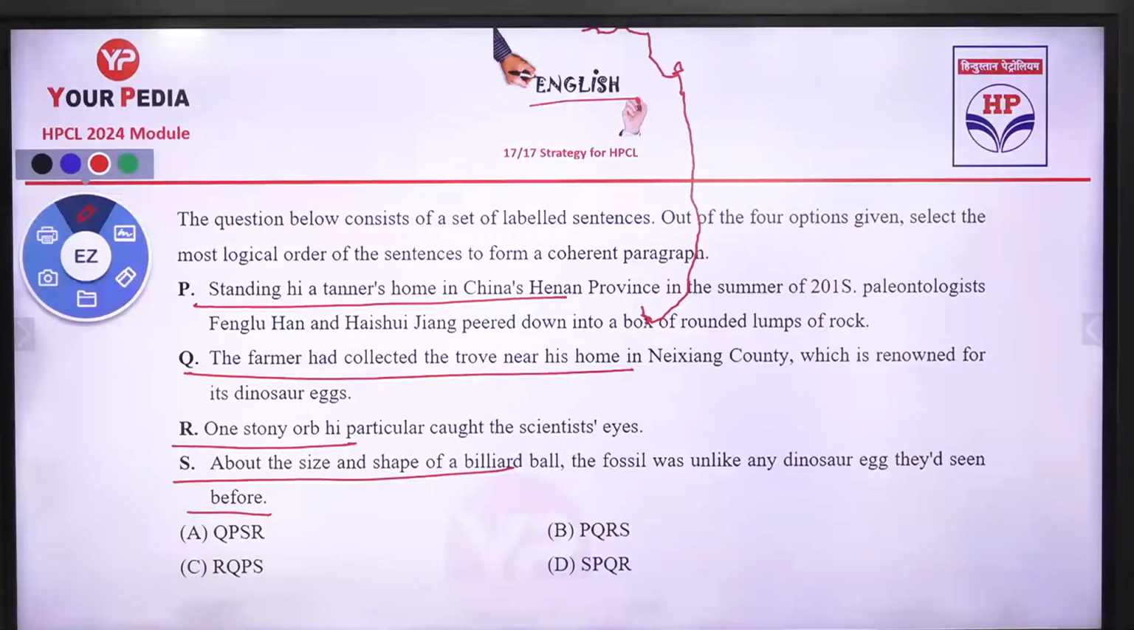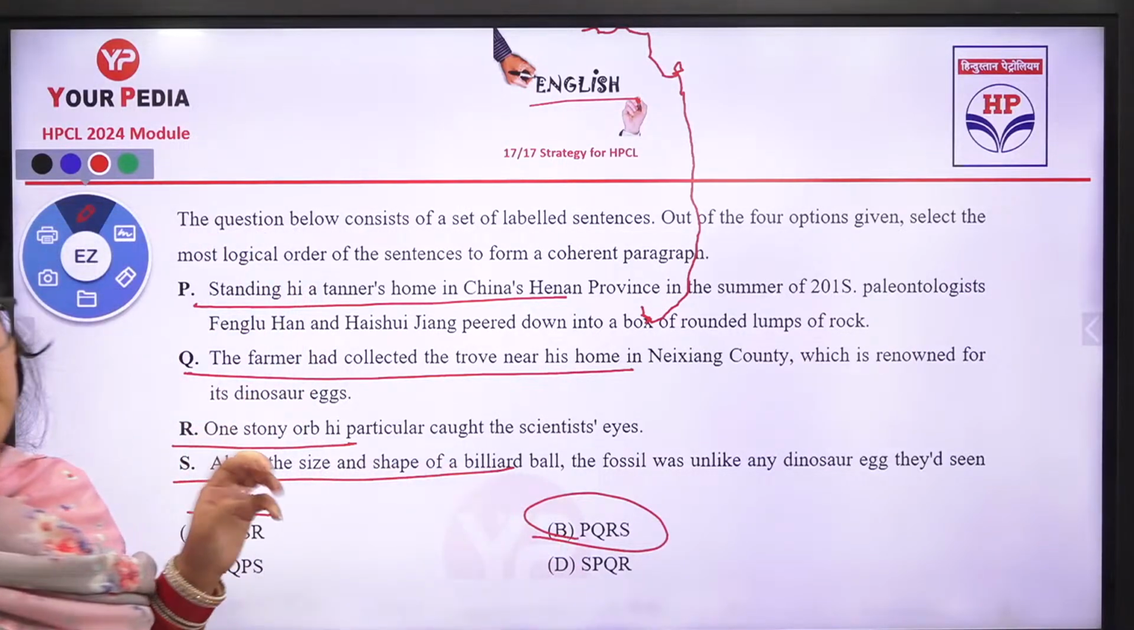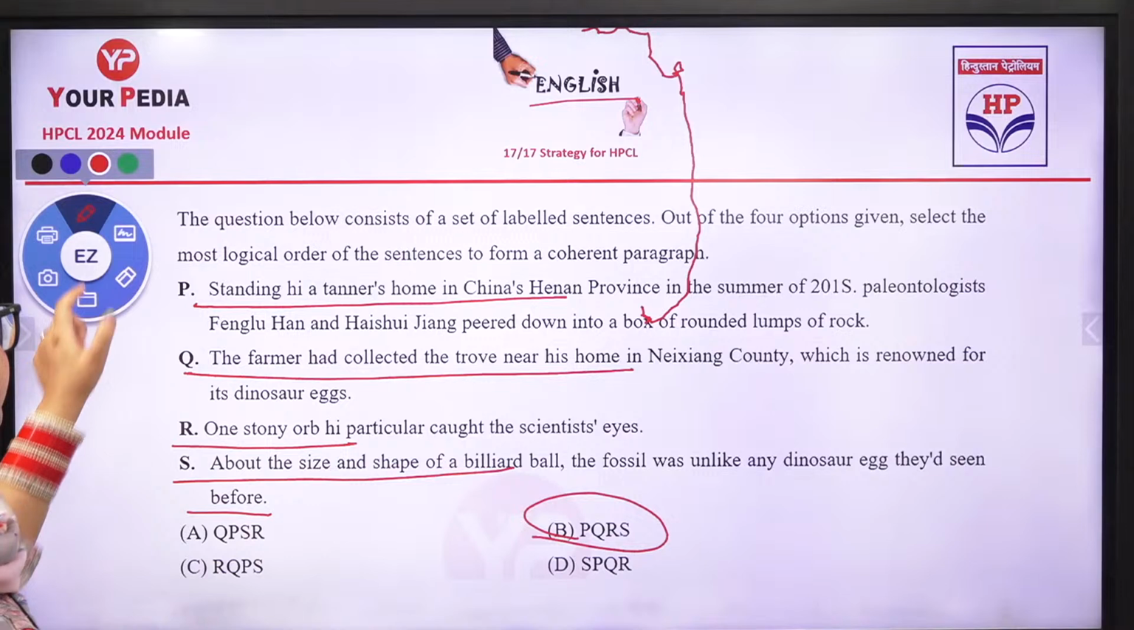Very nice. I think Ayush is all right. Gaurav is right. Abhishek, wrong. Dhruv is wrong. Now see, what is it here? First, the answer is PQRS. Why did I answer PQRS? Understand it.